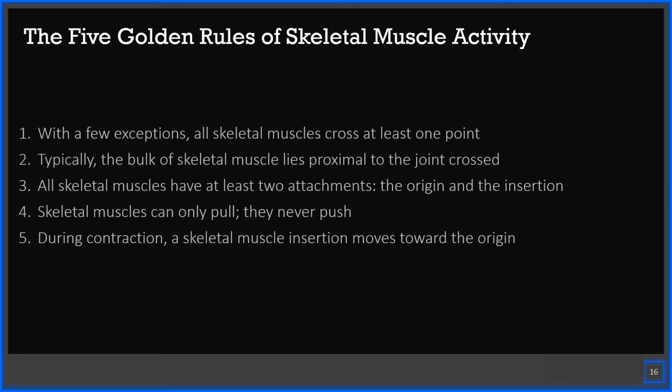Here are the 5 golden rules of skeletal muscle activity. One, with a few exceptions, all skeletal muscles cross at least one joint. Two, typically the bulk of skeletal muscle lies proximal to the joint crossed, so the bulk of that muscle is going to lie closer to the joint. Three, all skeletal muscles have at least 2 attachments, the origin and the insertion. Four, skeletal muscles can only pull, they never push. Five, during contraction, a skeletal muscle insertion moves towards the origin.